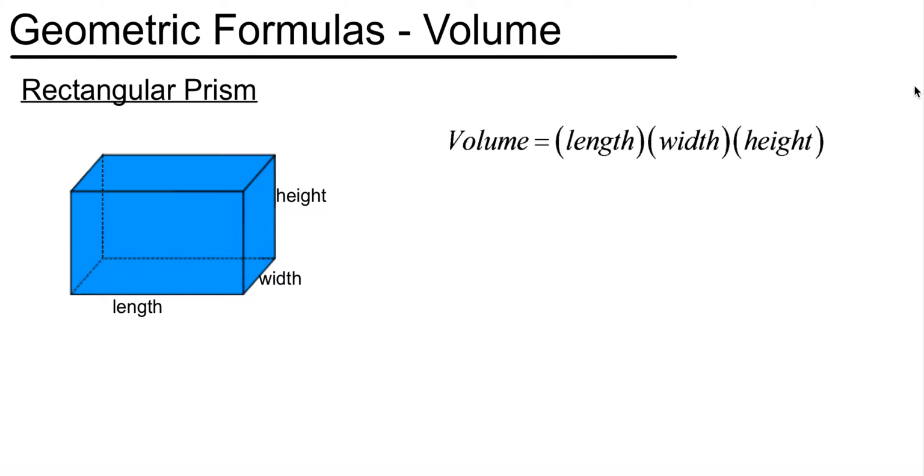In this ACT video, we are going to review some geometric formulas about volume. Okay, we're going to go through the different three-dimensional figures here. We're going to start with the rectangular prism, and a rectangular prism just looks like a tissue box.